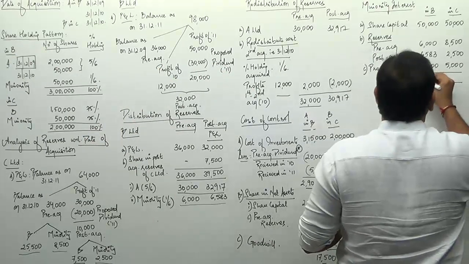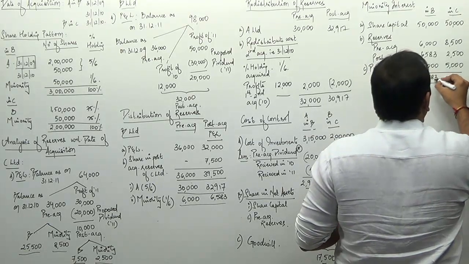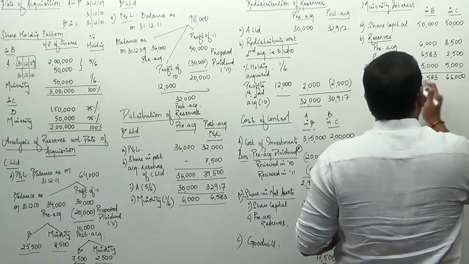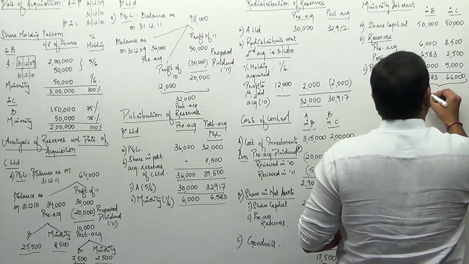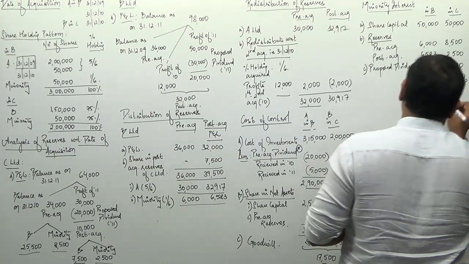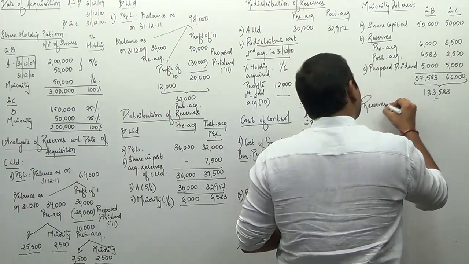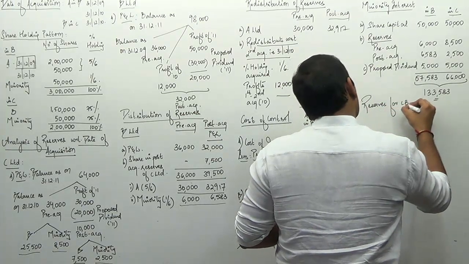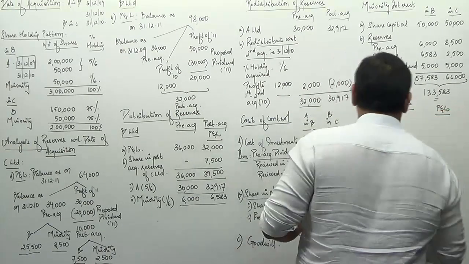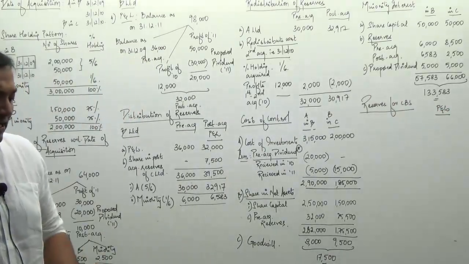So this will be 67,583. And this will be 66,000. With my total minority interest, 1,33,583. Finally, reserves for CBS. Only one column, P&L. It's only a P&L column that I have to maintain, guys.